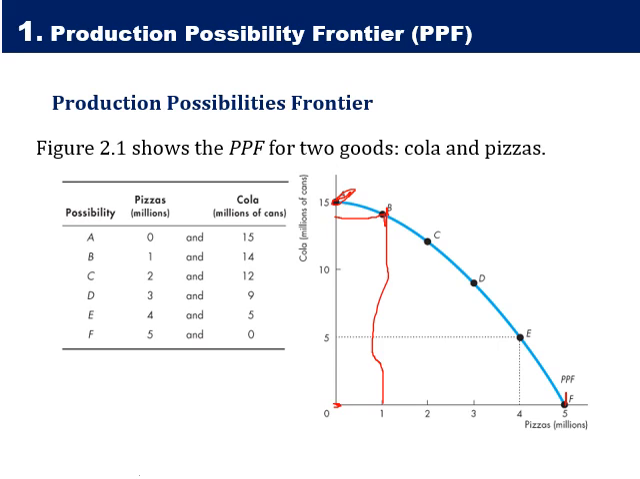So when we move from one point to another point, we can increase the production of one good only if we reduce the production of the other commodity, which means that every choice represents a trade-off, or implies a trade-off.